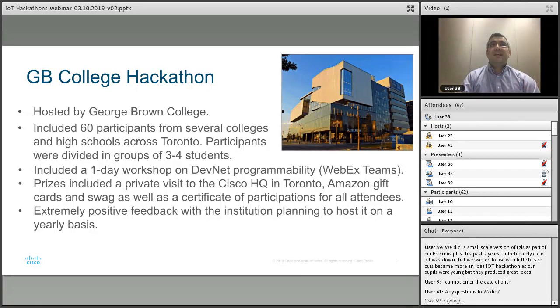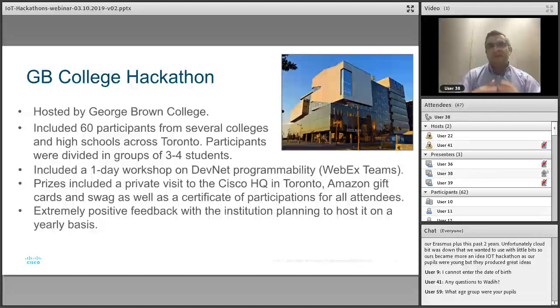Interestingly, in this case, this is not an internal hackathon whereby it's only the institution's students themselves, but it's more of a citywide hackathon where students from different institutions were invited to participate. Interestingly enough, everyone was at a college level except for one institution at a high school level, but it was a specialized high school, and they were teaching advanced Cisco courses, CCNA and security courses.